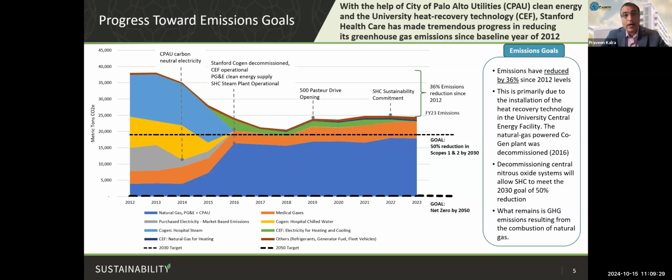So in spite of the fact that we have reduced our carbon emissions by 36% since 2012 levels, this is why nitrous oxide became a priority for Stanford Healthcare: in order to accomplish a 50% reduction in their scope 1 and scope 2 emissions, they have to address nitrous oxide. That is where it became a priority, and that's where nitrous oxide fit into the bigger picture of Stanford Healthcare's carbon footprint.